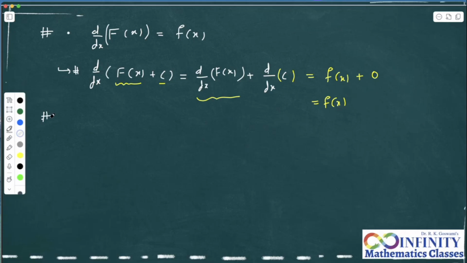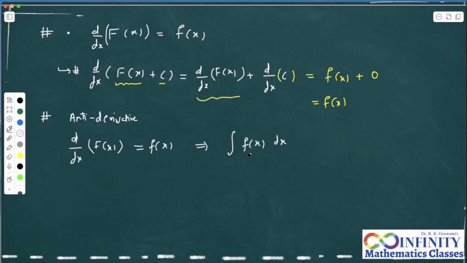Now, let us come to the term antiderivative. As you know, we know about derivatives. Antiderivative is basically the inverse or reverse process of differentiation. It says that if the derivative of a function capital Fx is small fx, then if I do the inverse, that means to fx, the inverse is going to be integration. So whenever you do the integration of fx, you will be getting Fx. This is what is known as antiderivative.